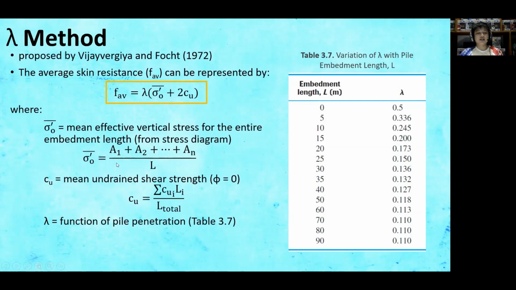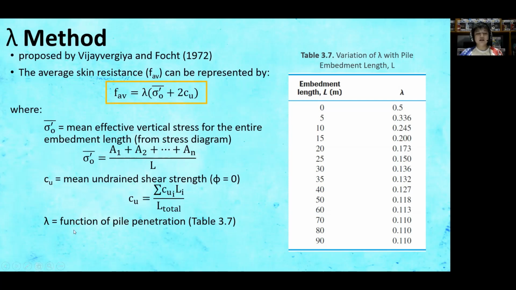Thus, if you have the stress diagram, sigma O prime bar is equal to A sub 1 plus A sub 2 and so on up to A sub n, wherein A is the area per segment, divided by the total length of the pile. Cu, on the other hand, is the mean undrained shear strength at phi equal to 0. So Cu is equal to the sum of the individual Cu times the individual or sectional length divided by the total length of the pile.